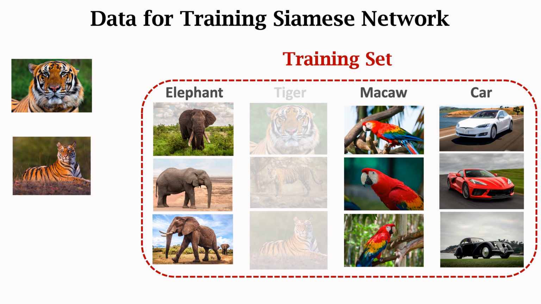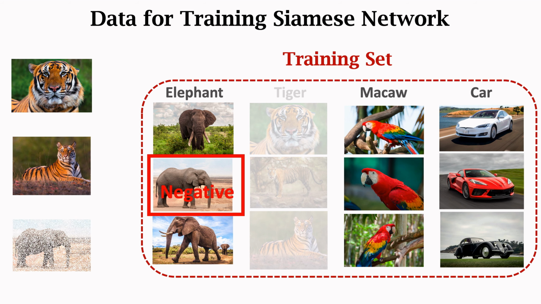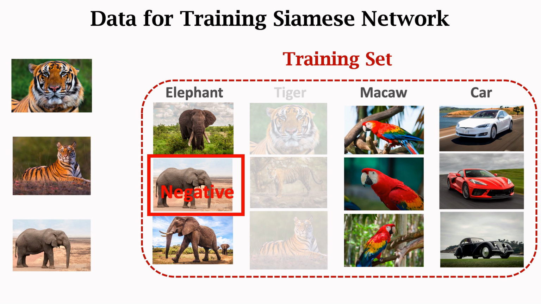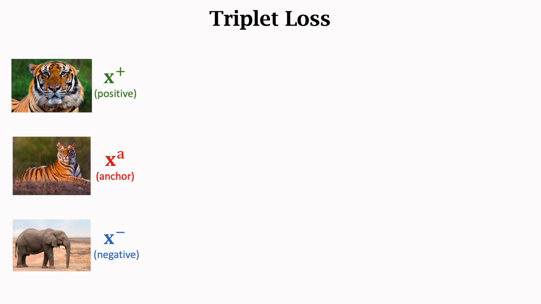Lastly, exclude the tiger class and randomly sample an image from the rest of the training set as a negative sample. We happen to get this elephant. Record the negative sample. The negative sample and the anchor are from different classes. To this end, we have an anchor x_a, a positive sample x_positive, and a negative sample x_negative.